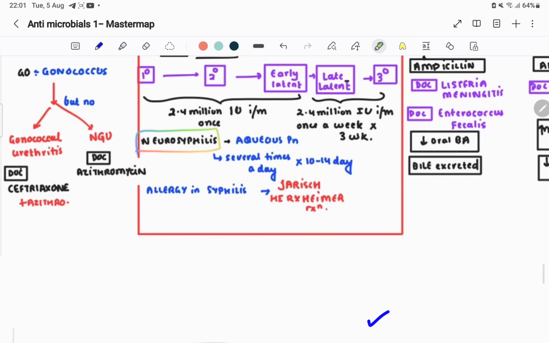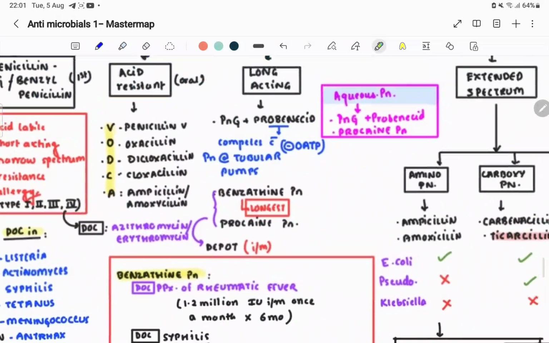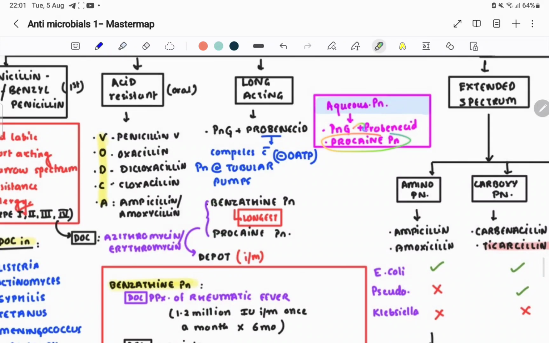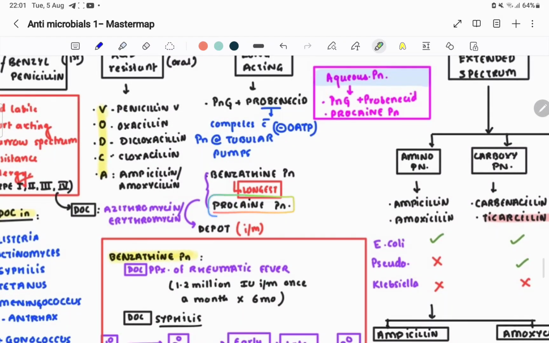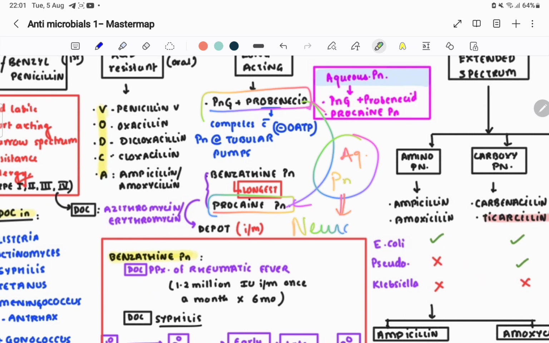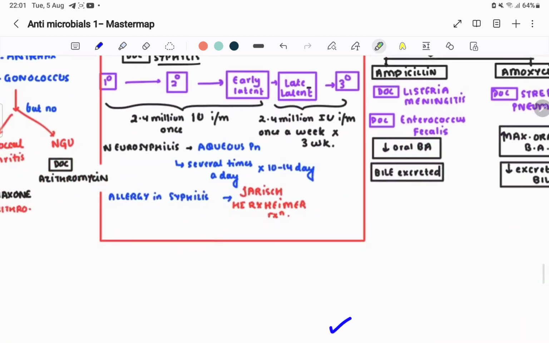In neurosyphilis, you cannot use this. In neurosyphilis, you can use aqueous penicillin. Aqueous penicillin is basically procaine penicillin and penicillin G plus probenecid. This is called aqueous penicillin, and it is given in neurosyphilis. You don't need to remember the dose, just know aqueous penicillin is given.